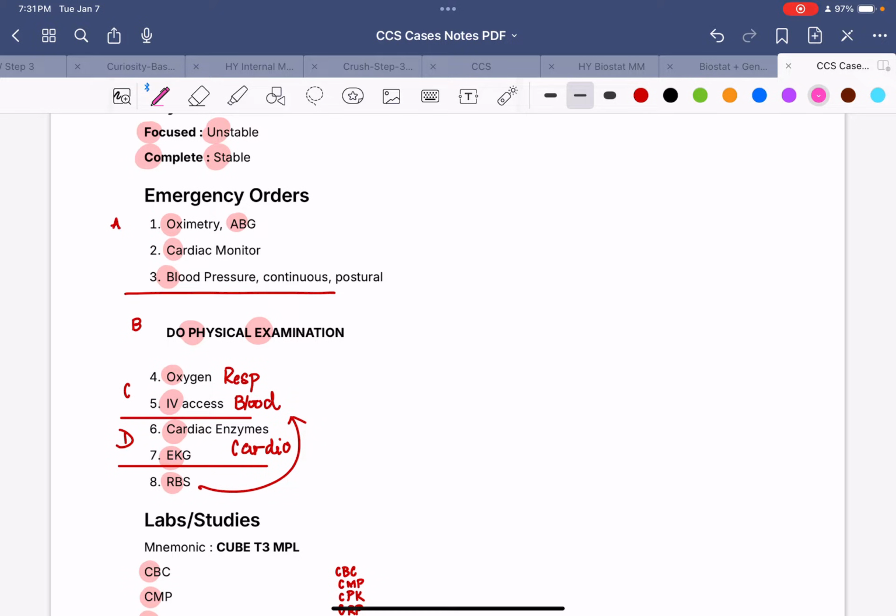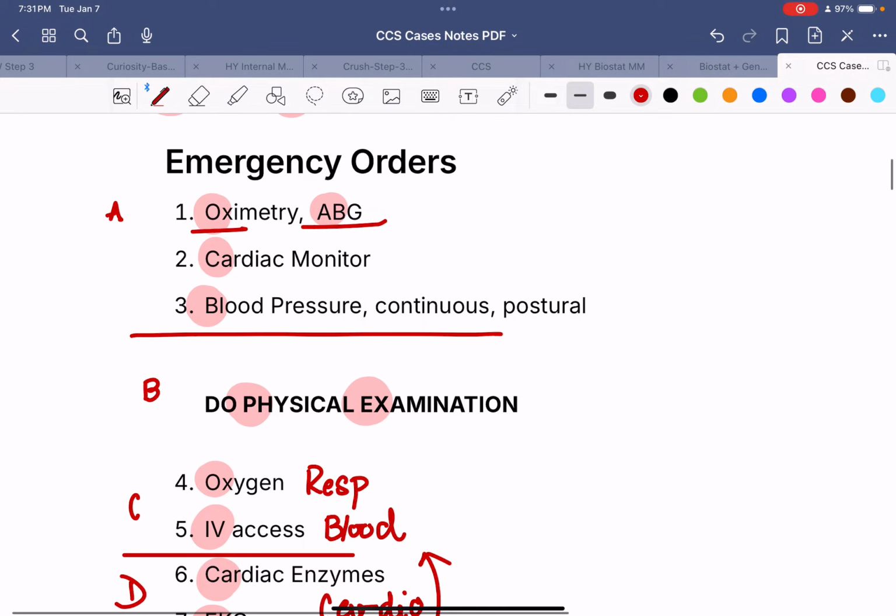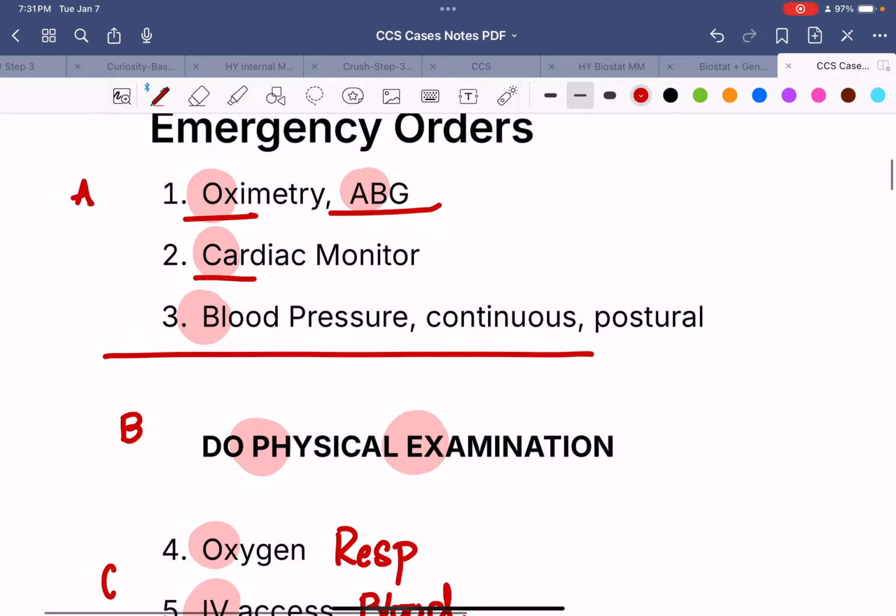So first of all, if the patient is unstable, it's very important that you make sure that his vitals are okay. In order to ensure that, you need to do pulse oximetry and ABGs just to find out that his saturation is good and there is no acute acid base abnormality. Similarly, cardiac monitor to look for the cardiac status and blood pressure monitor. So in step A, for a person who is unstable, it would be oximetry, ABGs, blood pressure monitor, as well as cardiac monitor.